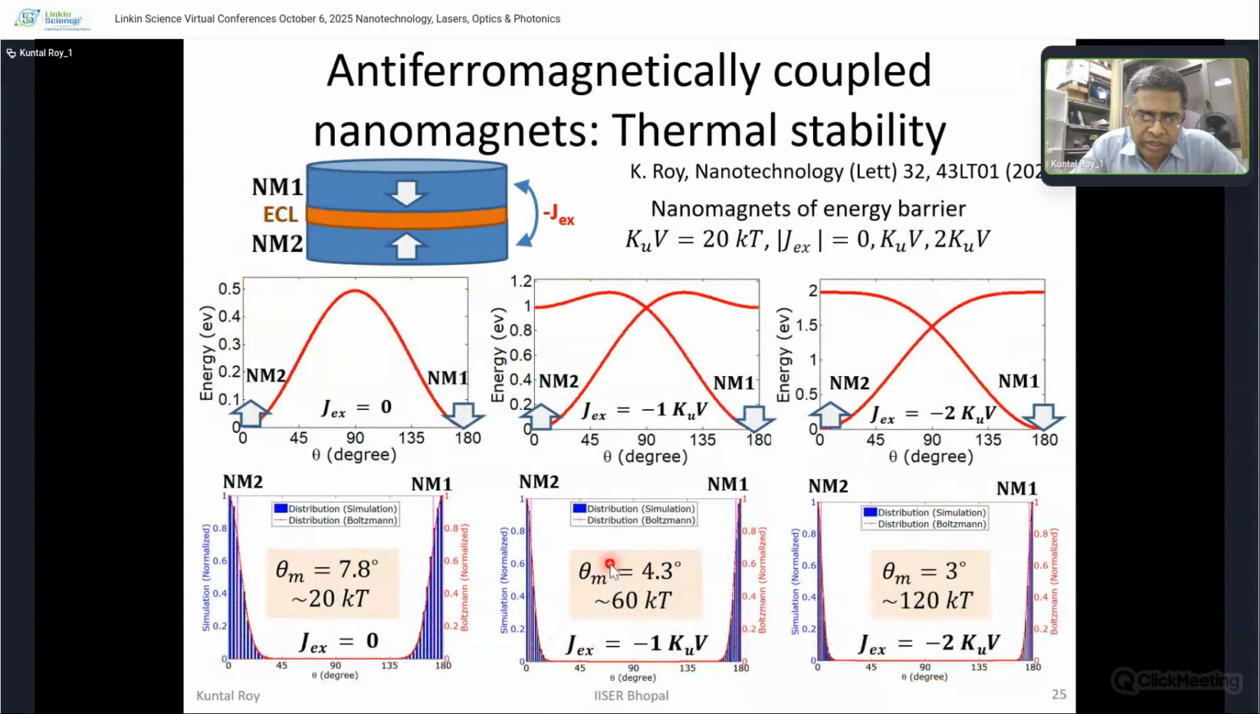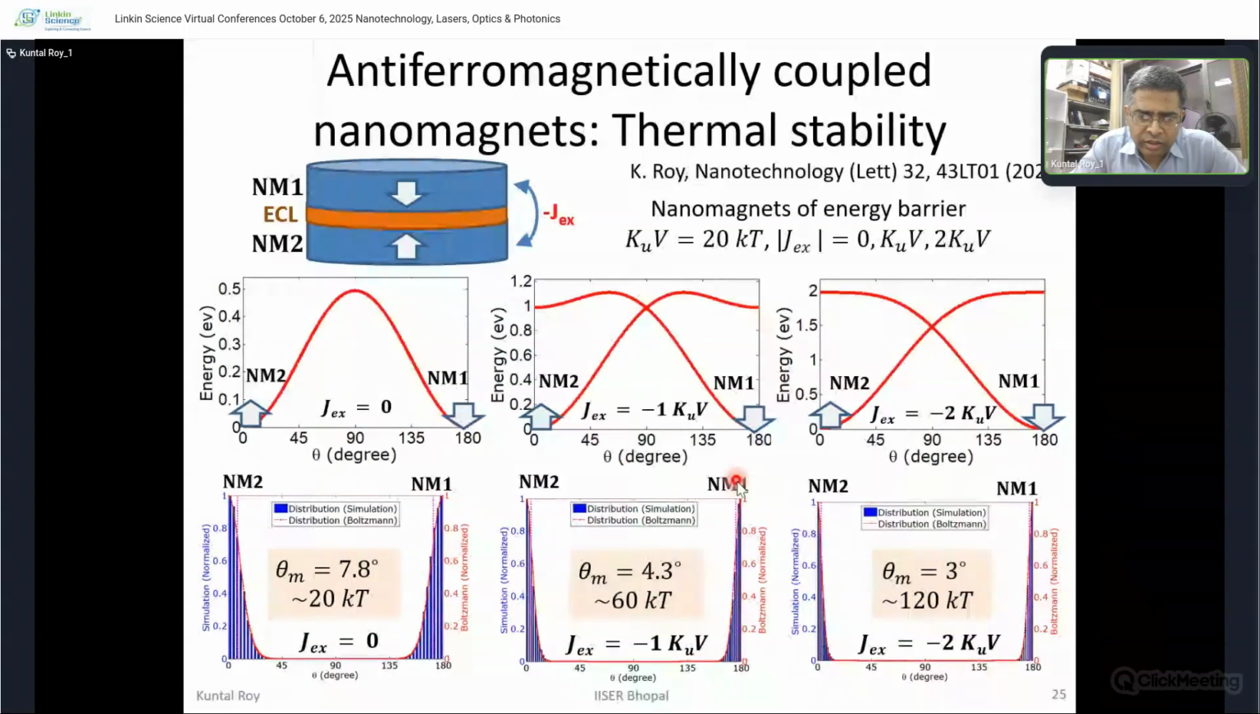So you would like to explain why it is. The first panel shows that two magnets are not coupled. Exchange coupling is zero. In that case, we got a very nice 20 kT energy barrier, so it shows that the simulation is good. Now we have put in some experimentally feasible exchange coupling.